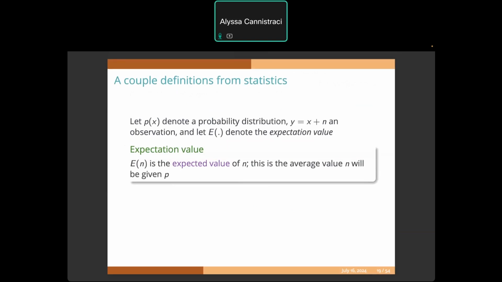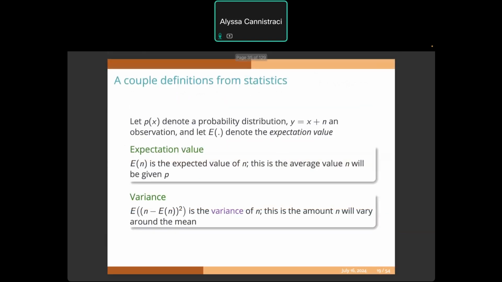And then the second definition I have here is the variance. So the variance is the expectation value of N minus the expectation value, squared. It's the amount that N will vary around the mean. So it tells you something about the uncertainty in the random variable, specifically for data assimilation.